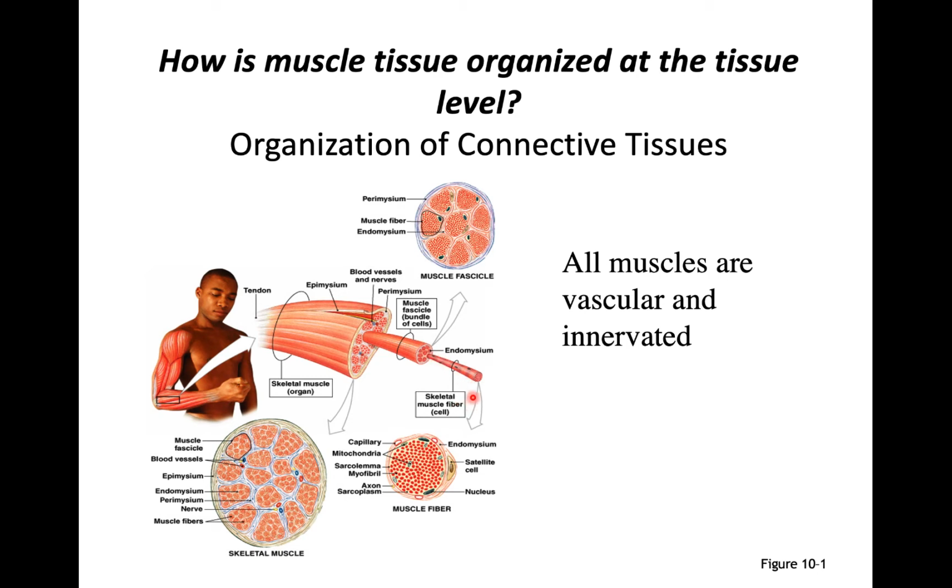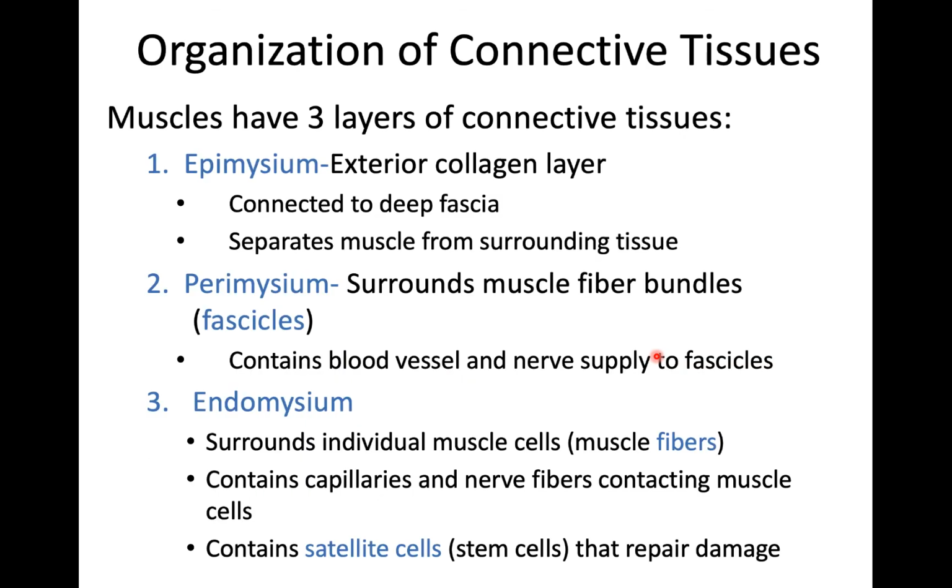Now what I want you to write down is that a muscle fiber is the same thing as saying a muscle cell. The words fiber and cell are interchangeable, and I want to make sure that you understand that because I do use both terms on the exam. All skeletal muscles are vascular, which means they have blood circulation, and they are all innervated, which means the nerves send signals, which causes the voluntary contraction.